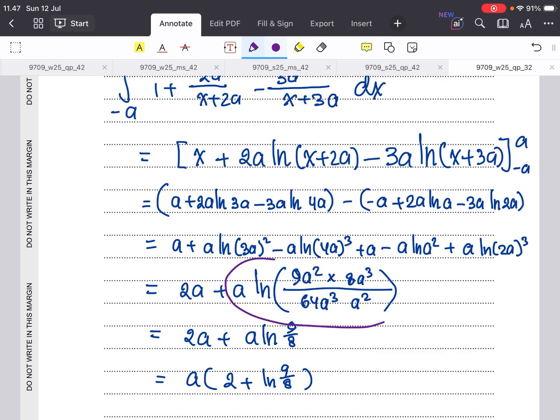For the logarithm part, we again use law of logarithm. This one and this one plus becomes multiplication. And then 3 squared is 9, so it will be 9a squared times 8a cubed. While this one is subtraction, subtraction becomes division. This and this.